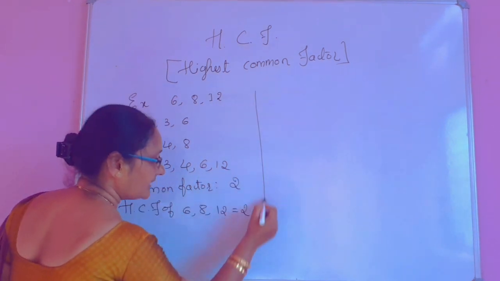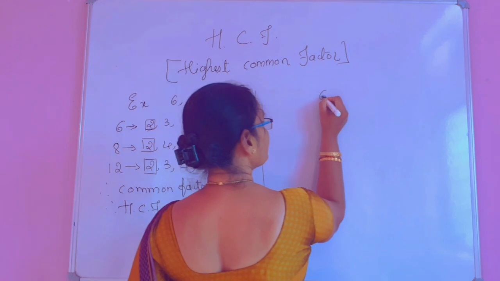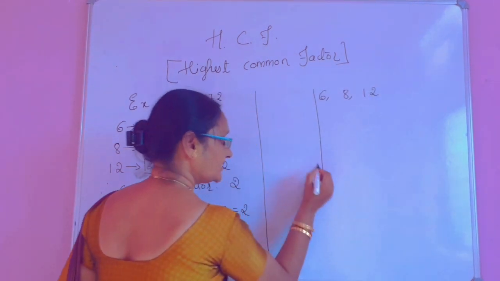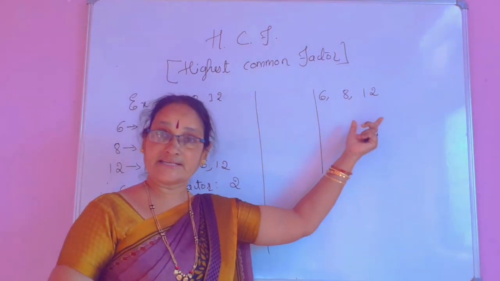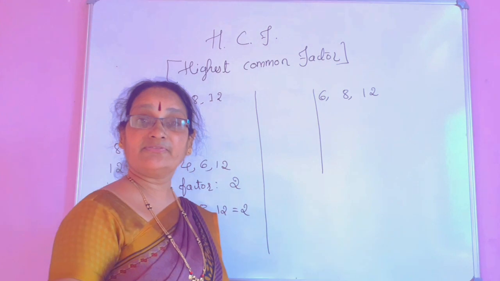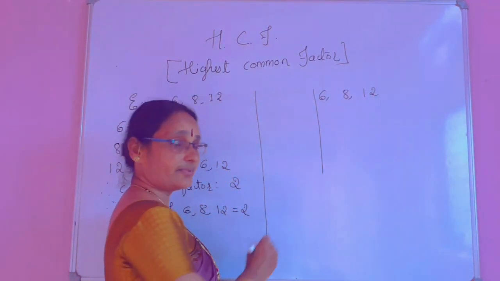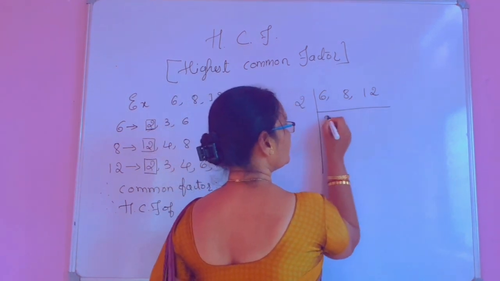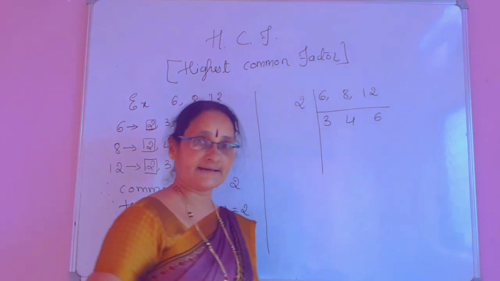The same I do with the prime factorization method. Which are the numbers? 6, 8 and 12 are 3 numbers. Now I have to find out the HCF of these 3 numbers by prime factorization method. Since all these 3 are even numbers, let me take the divisor as 2. 2 threes are 6, 2 fours are 8 and 2 sixes are 12.